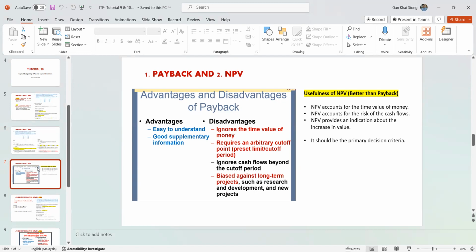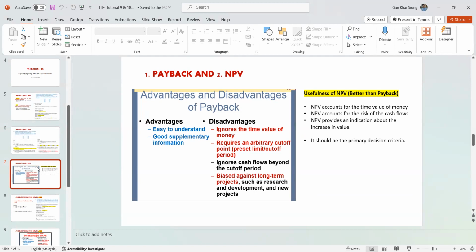It's a very good supplementary information, but the problem is, first, it ignores time value of money. Now, what is time value of money? For example, we learned about this term a long time ago, when we say that today, the 1000 carries more value as compared to the future. So that links to the idea of inflation. Payback period doesn't take this into account at all. It just focuses on how fast I can recoup my investment cost back, so it is not taking into account time value of money.